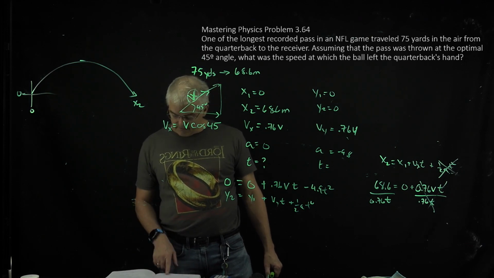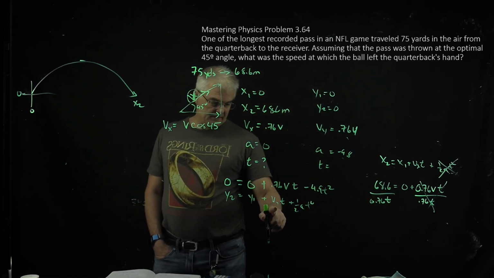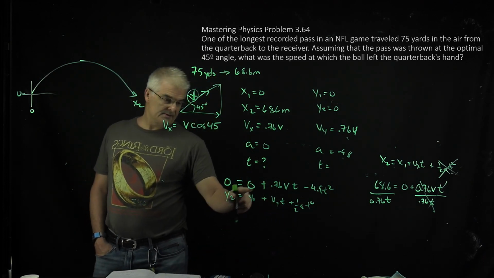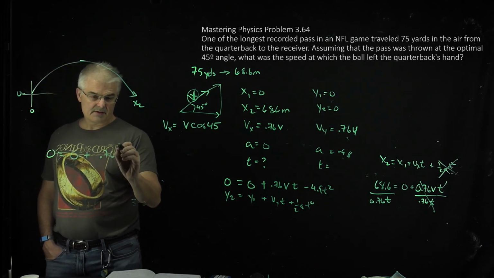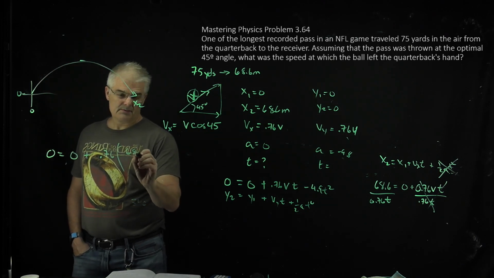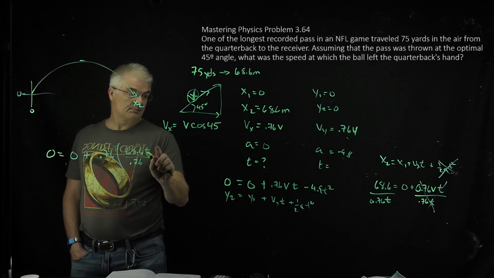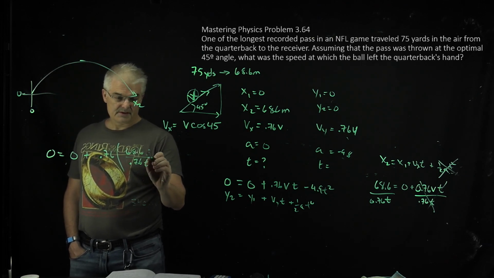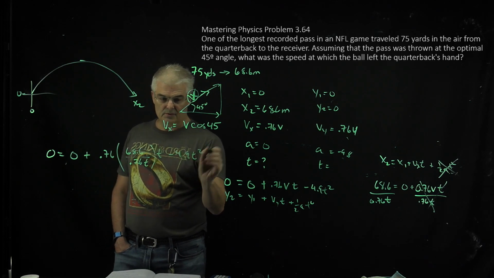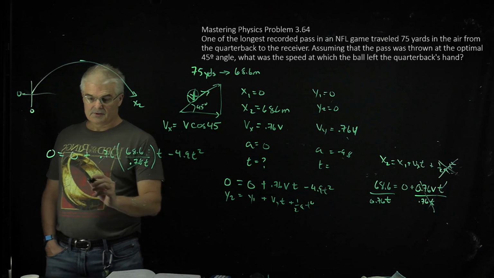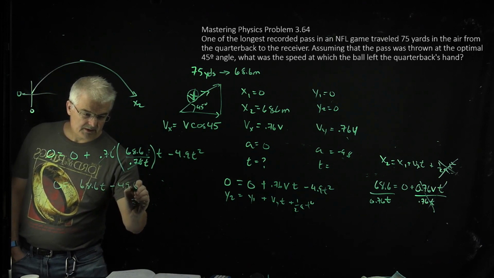Then I plug this in. If that's what v is, in terms of t, I can say 0 equals 0 plus 0.76 times 68.6 over 0.76 t, times t, minus 4.9 t squared. Algebraically, the 0.76s cancel, don't they? So now my equation simplifies to 0 equals 68.6 t minus 4.9 t squared.